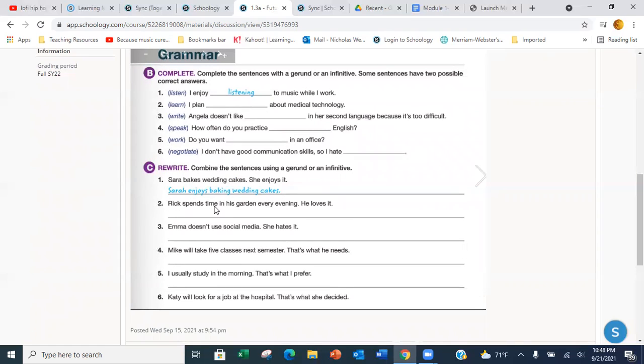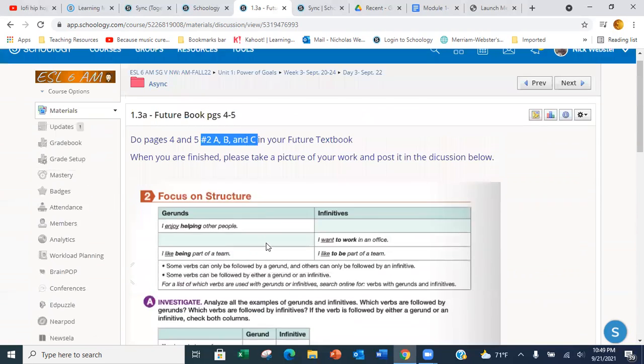And for this one, Rick spends time in his garden every evening. He loves it. So you want to start the sentence with Rick loves and then spending, or Rick loves to spend time in his garden every evening. You have to make that decision for each of these as you write these sentences.